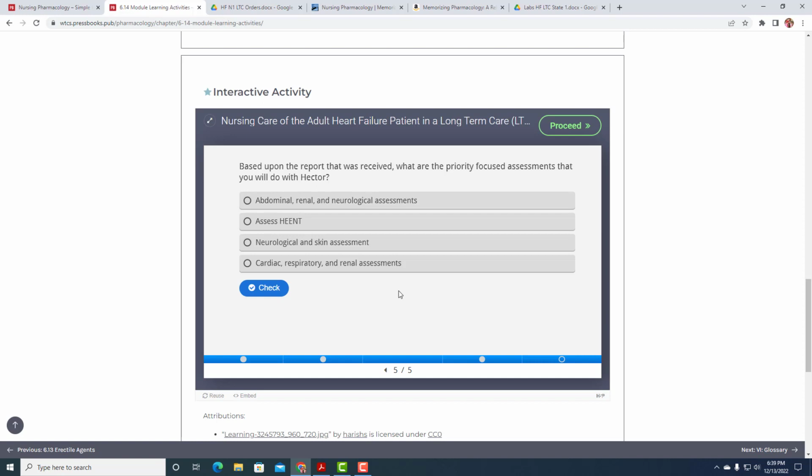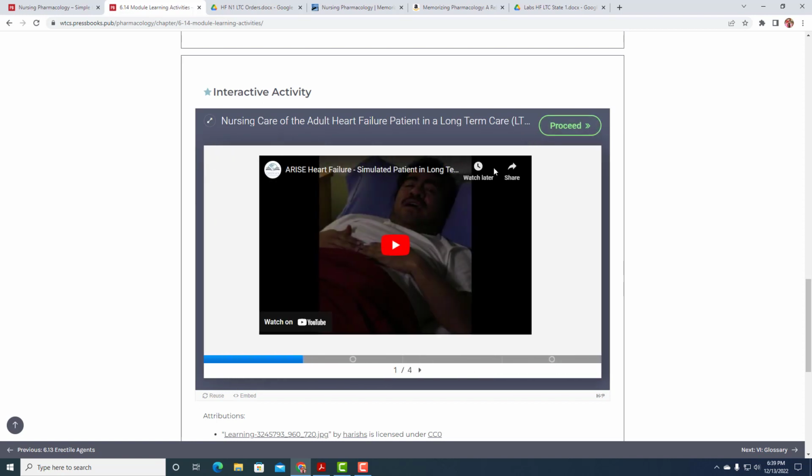Would we assess HEENT (head, eyes, ears, nose, throat), neurological and skin assessment, or cardiac, respiratory, and renal? Because we have a patient that does have that heart failure background, we would definitely check the cardiac, respiratory, and renal assessment. All right, so let's proceed to the next slide.